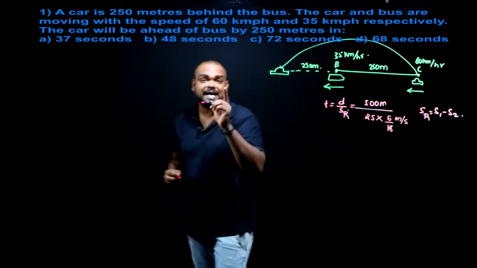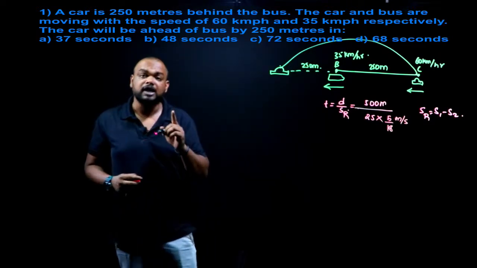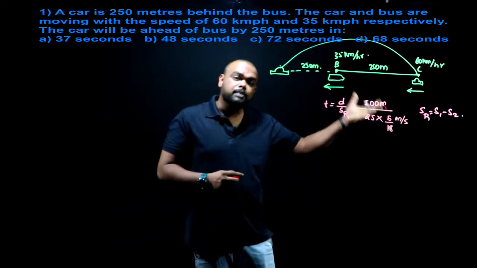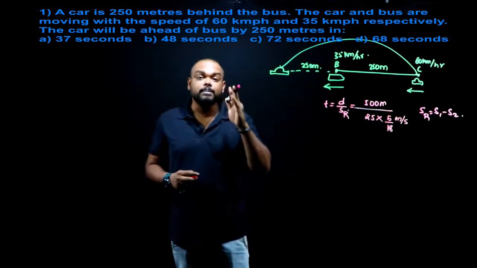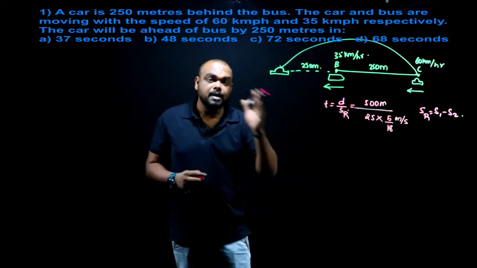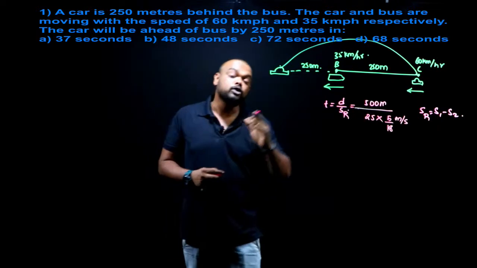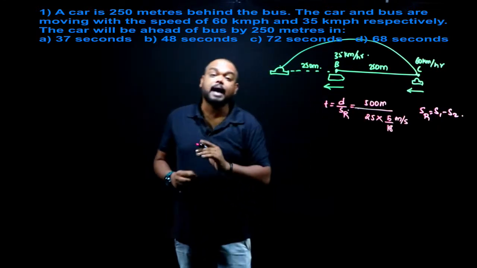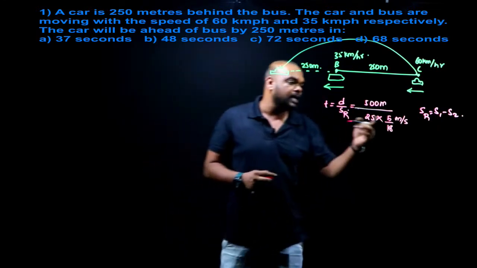In the first class, I clearly told you how to convert the speed from kilometer per hour to meter per second and meter per second to kilometer per hour. To convert from kilometer per hour to meter per second, multiply with 5 by 18. To convert from meter per second to kilometer per hour, multiply with 18 by 5. So here it is 5 by 18.